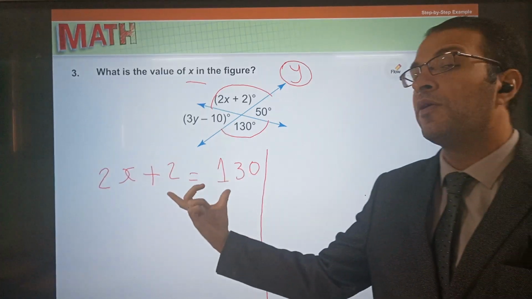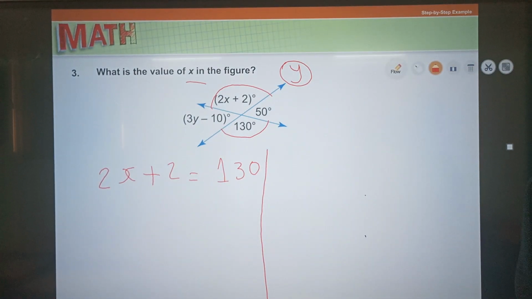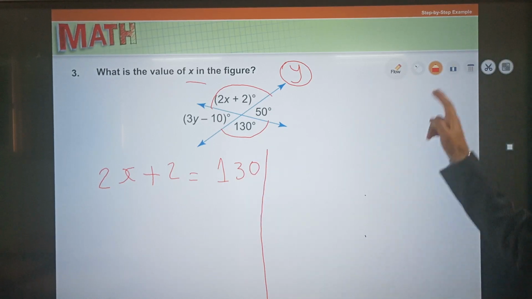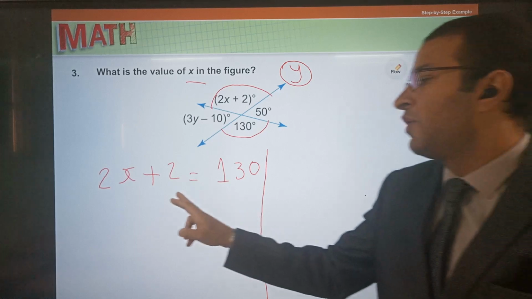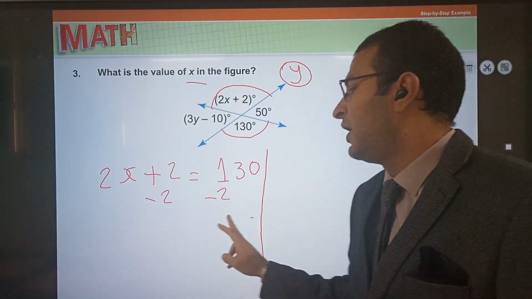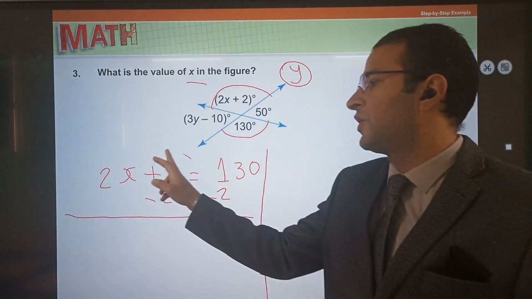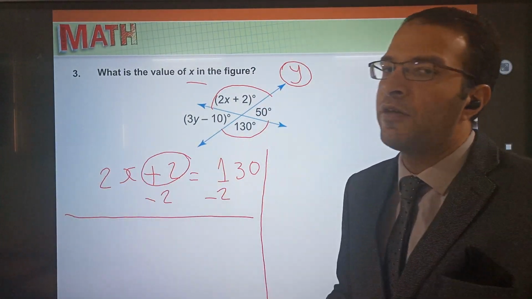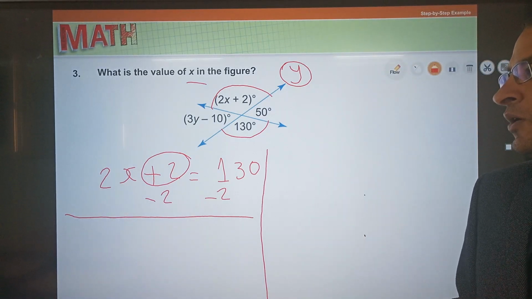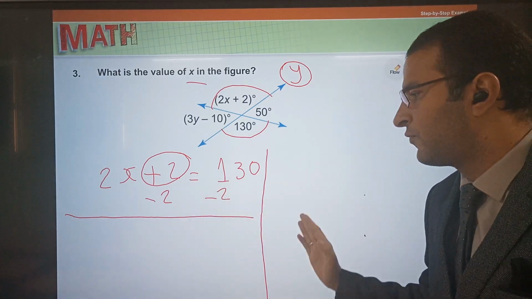So the two angles are equal together. We have now this shape, which we called before an equation. How can I solve this equation? Look with me. We will add negative 2 to both sides. Study the negative: if this one is positive, I will add the opposite. What is the opposite? This will be negative 2. So add negative 2 to the left side, add negative 2 to the right side.